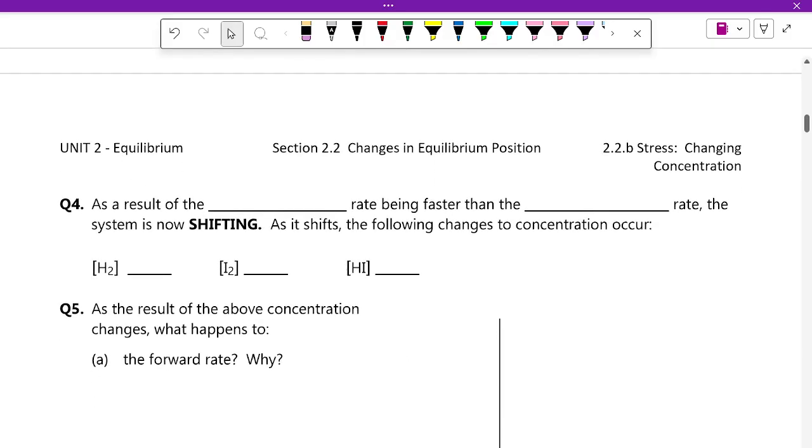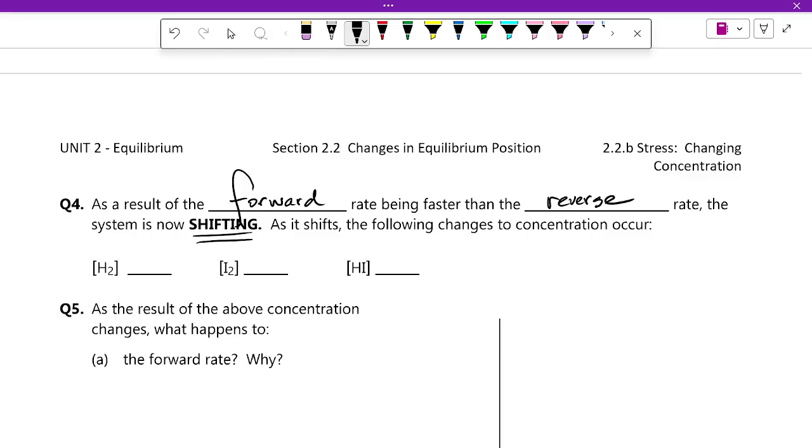Now, as a result of the forward rate, my pen has stopped working. Let's try the other pen. Having issues with my pens today. As a result of the forward rate, I forgot to have this talk with my block 2, so if you know any of them, you can let them know. I will send out an email to them. As a result of the forward rate being faster than the reverse rate, the system is now shifting, because if the two rates are unequal, it is shifting.